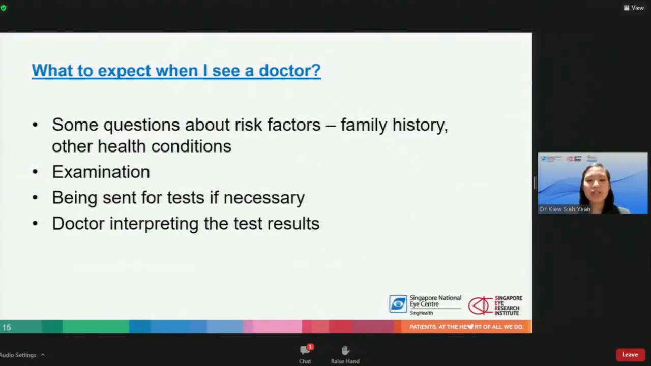When you come to see us in our clinics, we might ask some questions to see if you are at risk of glaucoma. For example, if you have a family history of glaucoma, other health conditions you may have, and to find out whether, if you do have glaucoma, you are at risk of rapid progression. The doctor will then examine your eyes, send you for various tests as required, and then go through the test results with you.